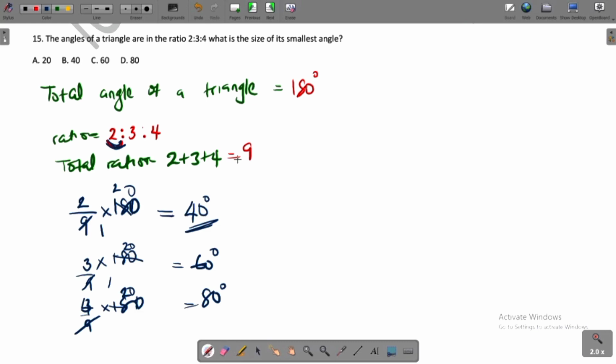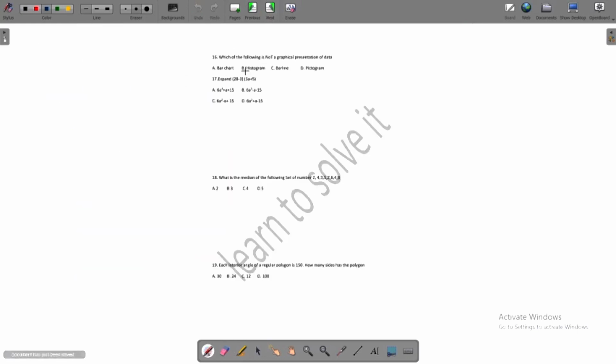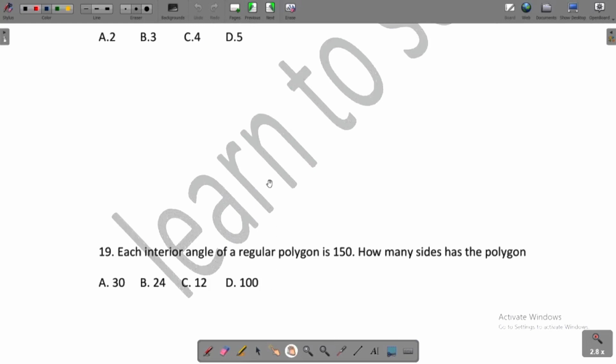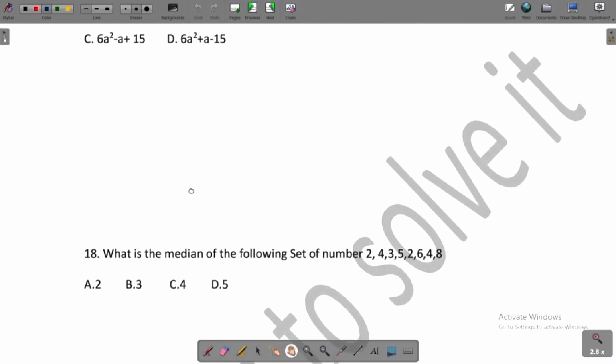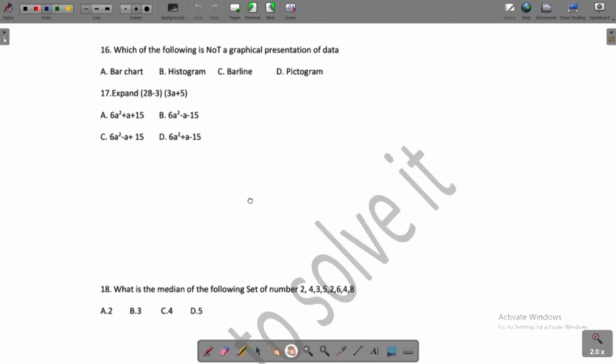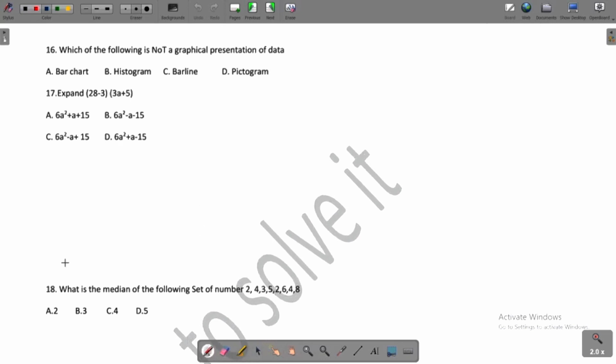Now the next one, question number 16. The question says that which of the following is not a graphical representation of data: a bar chart, histogram, bar line, and a pictogram. So the solution, the answer to this is what?